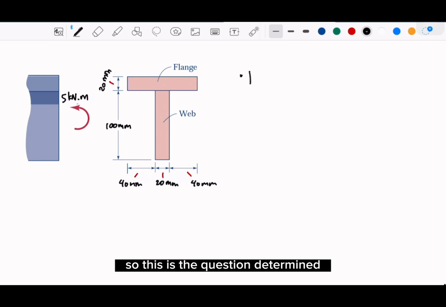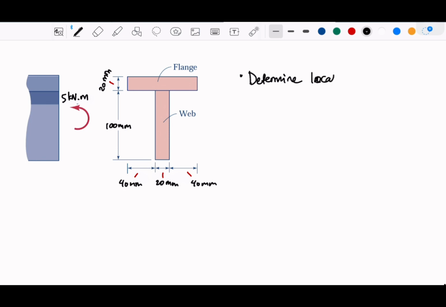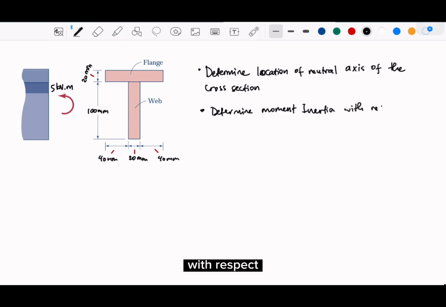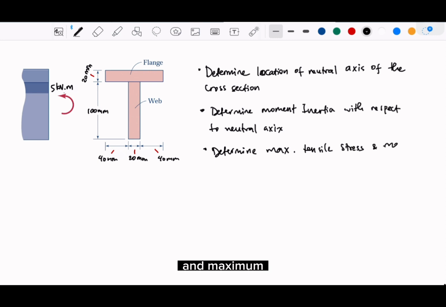So this is the question: determine the location of the neutral axis of the cross section. And then determine the moment of inertia with respect to the neutral axis, and then determine the maximum tensile stress and maximum compressive stress on the cross section. Okay, so that's the question.